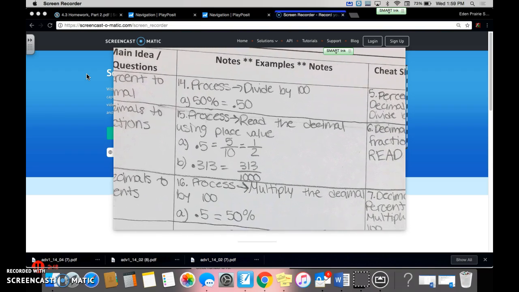Percent to a decimal. So if we have 50% and we want to make it into a decimal, what do we do? Divide by 100. So what is 50 divided by 100? 50 hundredths, or it could also be 5/10.